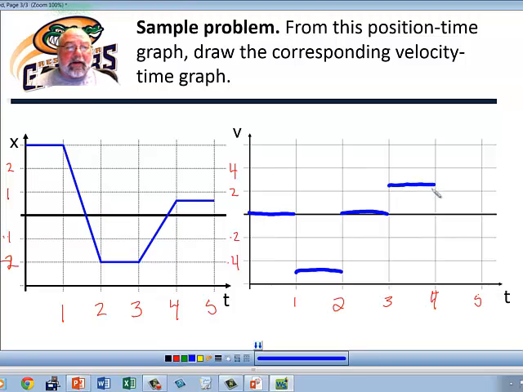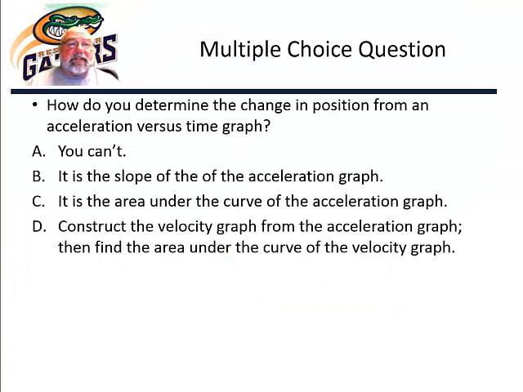So that's what our velocity graph is going to look like. And this is your multiple choice question. Go ahead and read that carefully and give it your best answer.